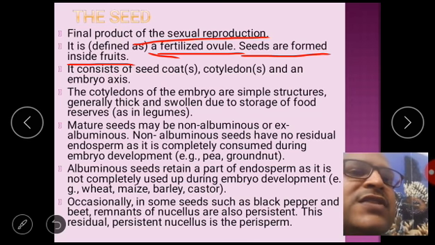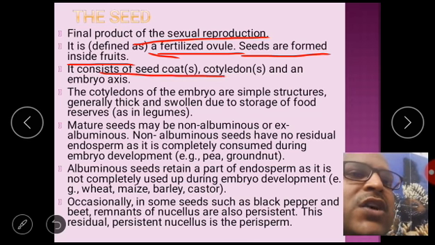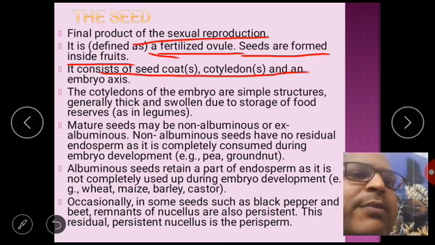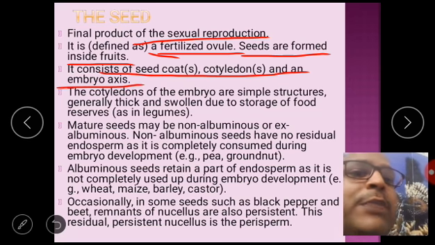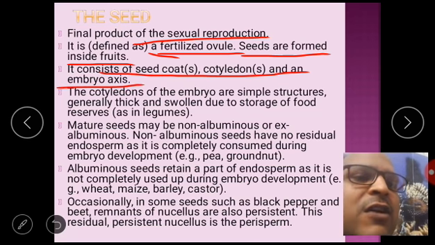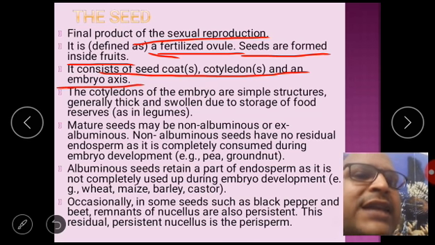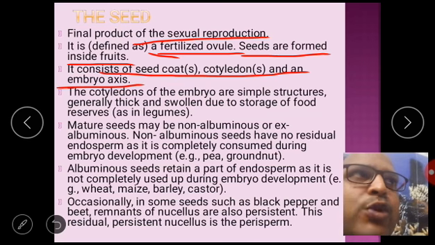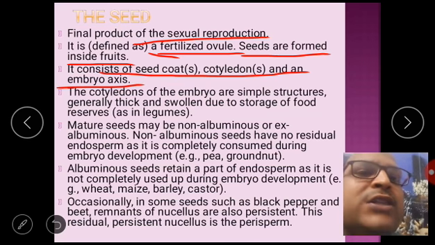Now, it consists of seed coat, cotyledons, and an embryonal axis. What will be present in the seed? Three things: a seed coat, cotyledons, and an embryonal axis. The embryonal axis will have plumule and radicle, and coleorhiza, coleoptile, all these things.